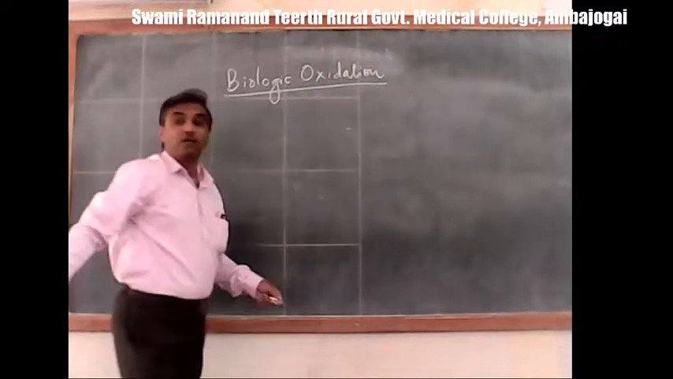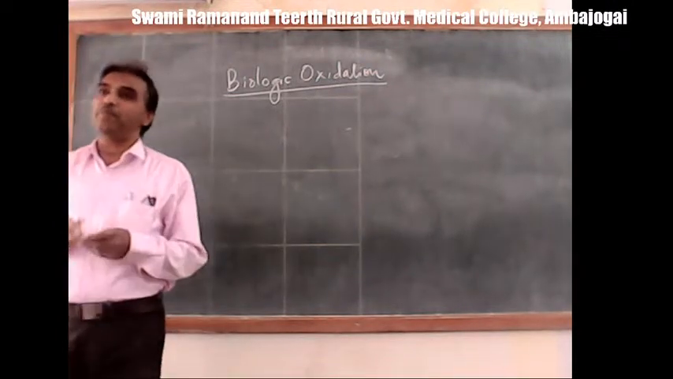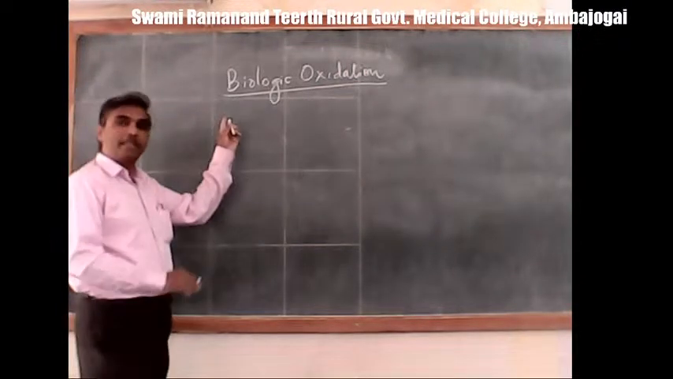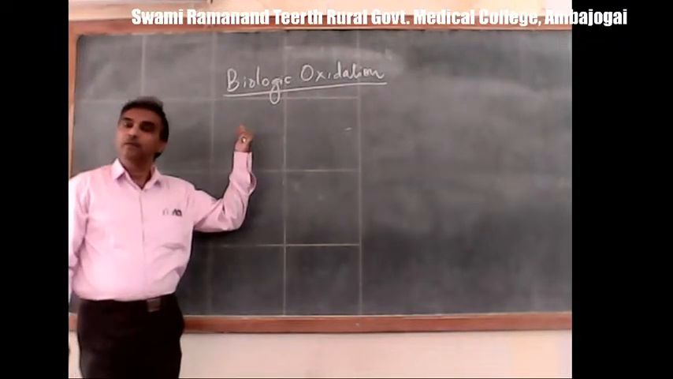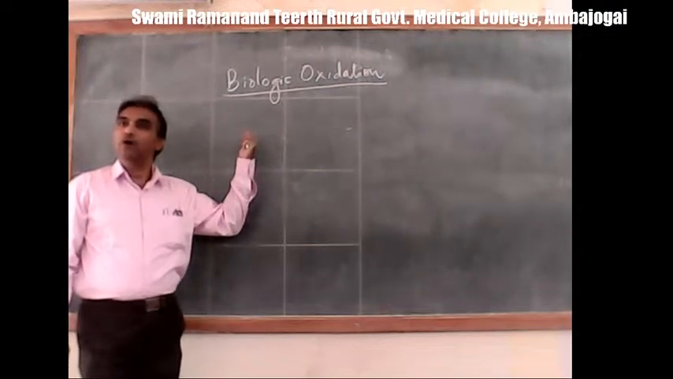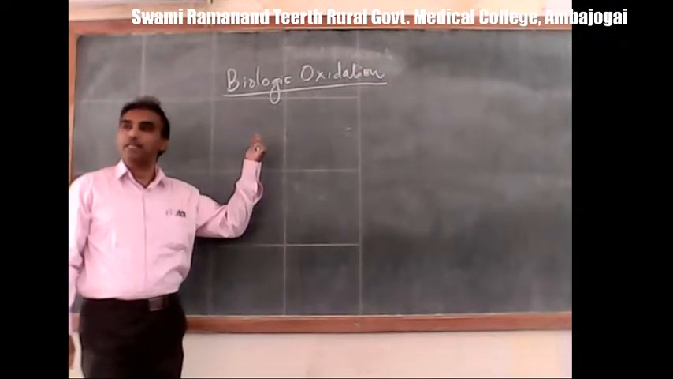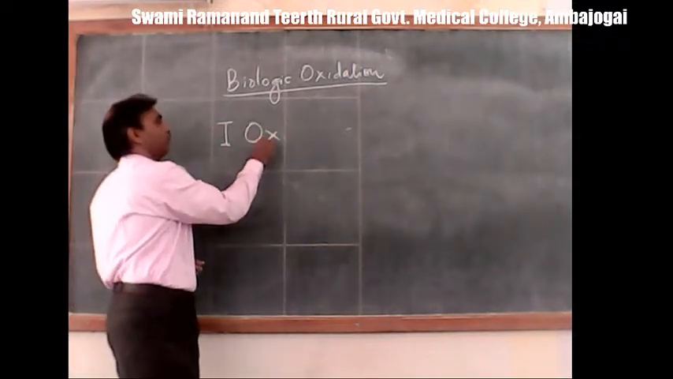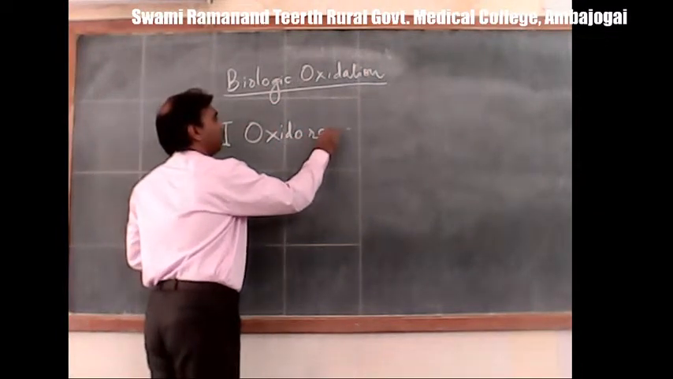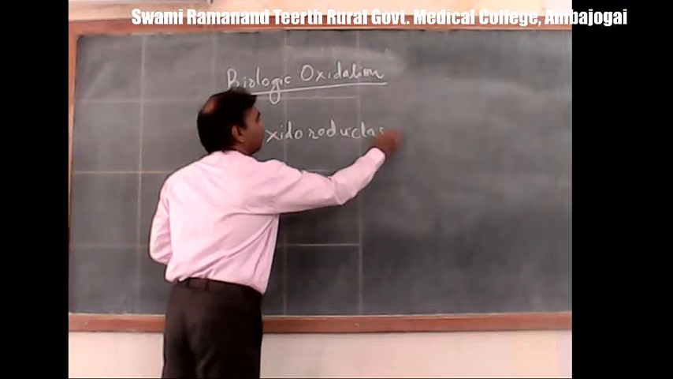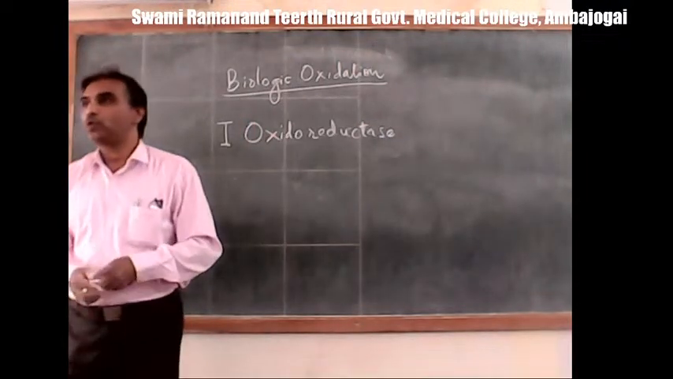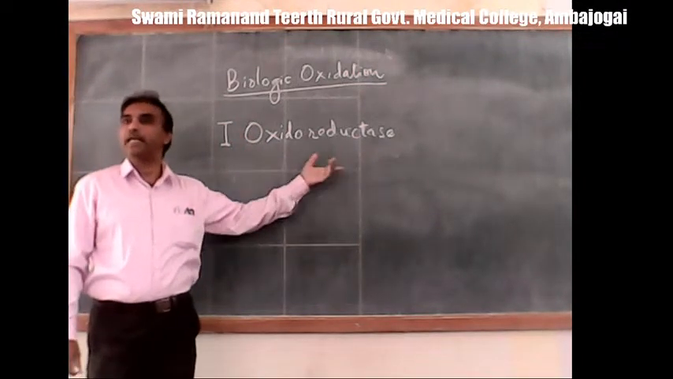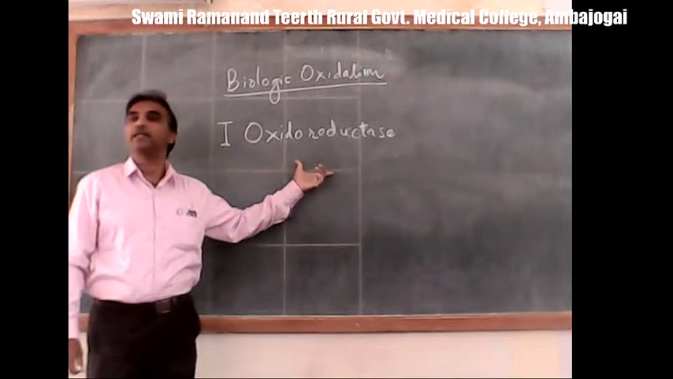So there are certain enzymes which are required for biological oxidation, and these enzymes come from class 1 of the enzyme classification. You know enzyme classification. So class 1 is oxidoreductase. So this is oxidation and reduction. The enzymes which carry out oxidation reduction reactions are called oxidoreductases.